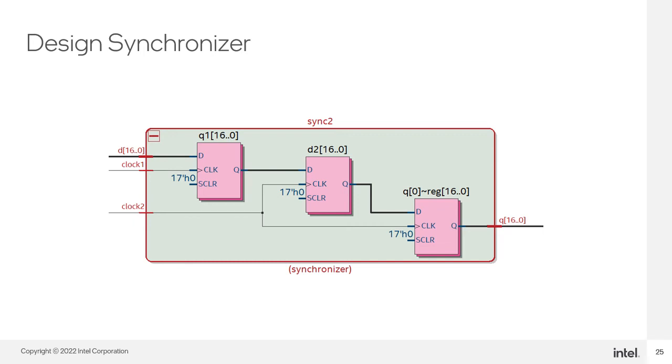Here is the synchronizer circuit that I used in the design. There are two clock inputs, one for each clock domain. The first set of registers labeled Q1 captures the data from the first clock domain. The second set of registers labeled D2 synchronizes the data to the second clock domain, and the third set of registers are there to mitigate metastability.